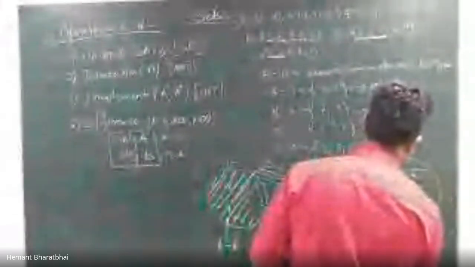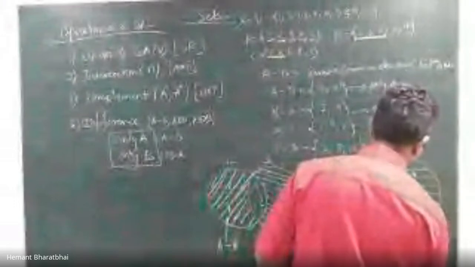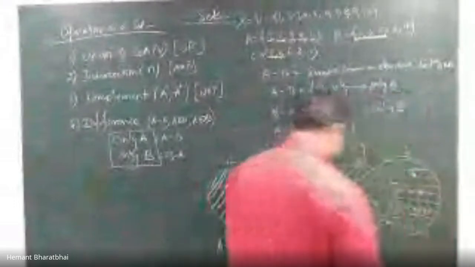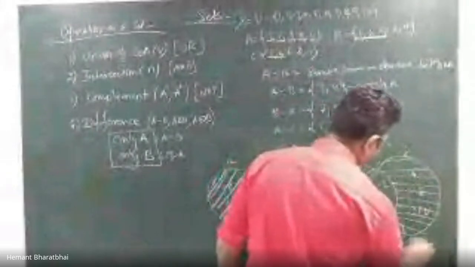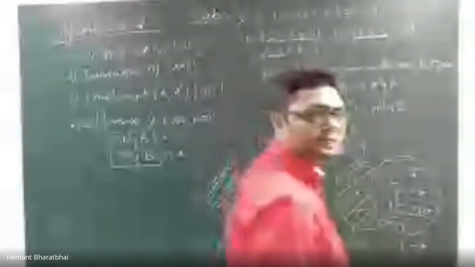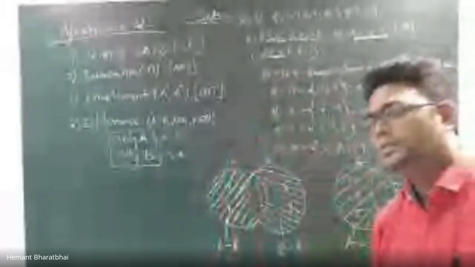Similarly, if you find out C minus A, it is having 6, 8 and 10, which I have written in this region. So this much shaded portion is going to indicate C minus A. So this is the advantage of the Venn diagram. It does not change. Okay.